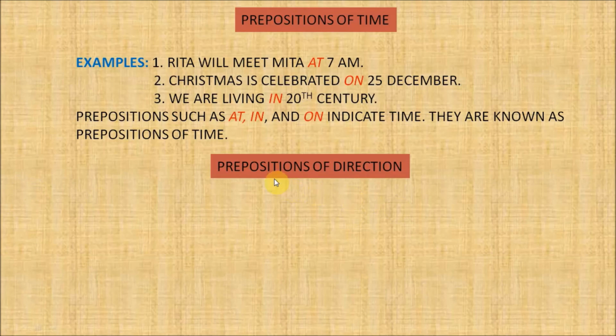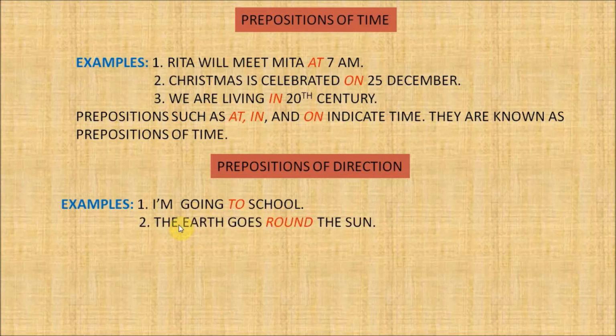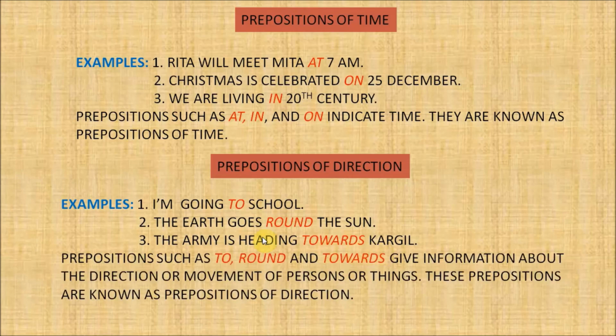Now let's look at prepositions of direction. Let's see some examples. I am going to school. The earth goes around the sun. The army is heading towards Kargil. So the words to, round and towards give information about the direction or movement of a person or things. These prepositions are known as prepositions of direction.